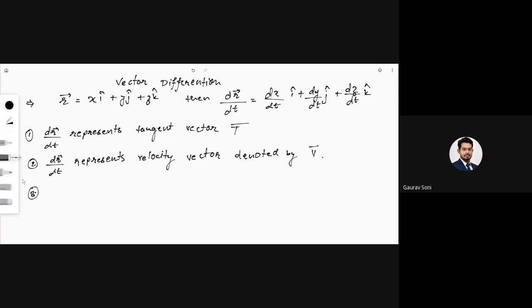And third one, d2 r bar by dt square represents acceleration, which is also dv bar by dt. Okay, so v bar is the velocity, so the derivative of velocity is acceleration, that we already know. So it is d2 r bar by dt square.